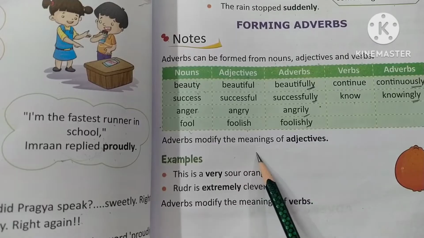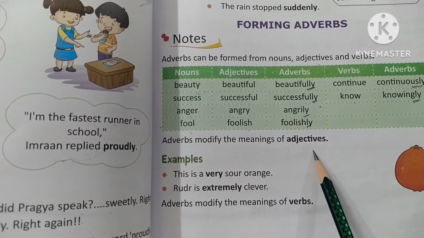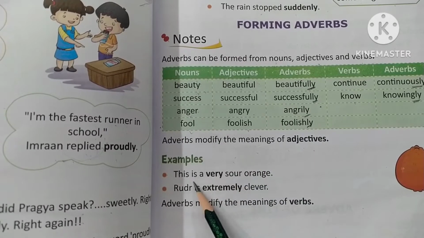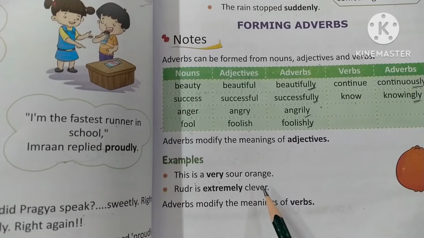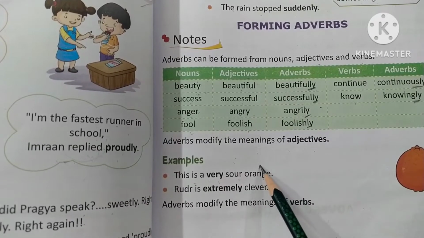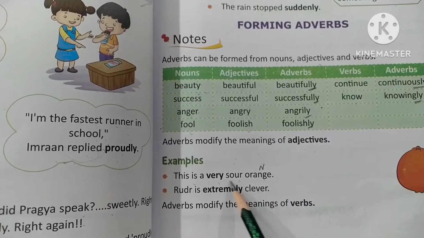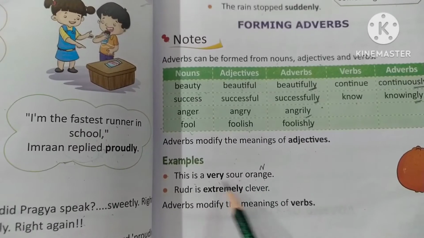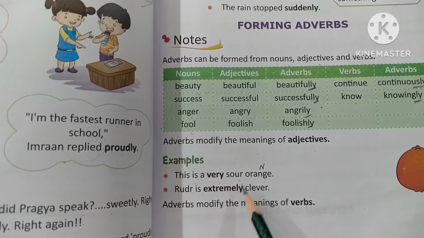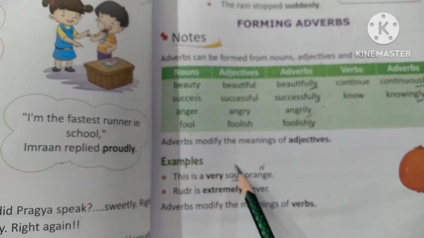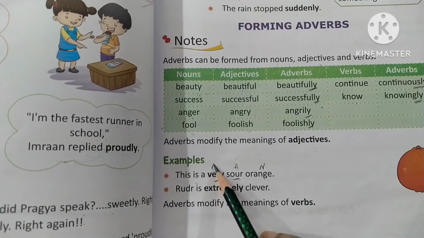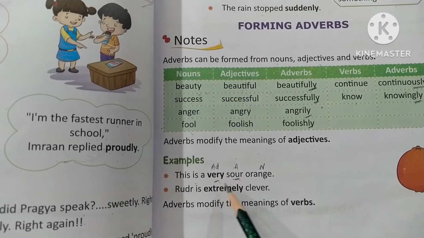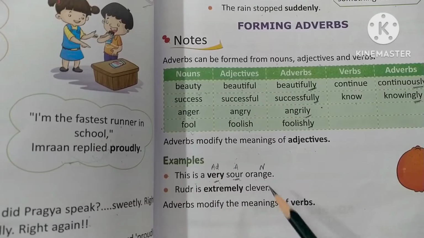Now adverbs modify the meanings of adjectives. Example, this is a very sour orange. Now what is the noun here? It is orange. The noun is orange. How is the orange? It is very sour. Very sour. Sour is the adjective which is describing the noun orange, and very is the adverb which is describing the sour orange.